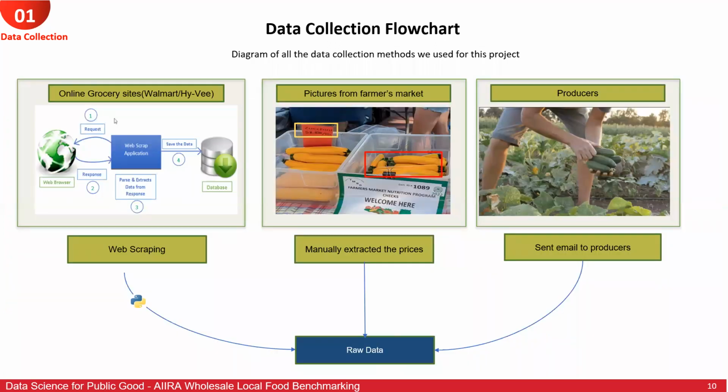So here is a diagram of all the data collection methods that we use. Like Nabil already described, we use web scraping for websites like Iowa Food Co-op. We did some field work. We went to farmers markets and we manually extracted these prices, and we cold called and emailed producers, all to get local food prices and our raw data.